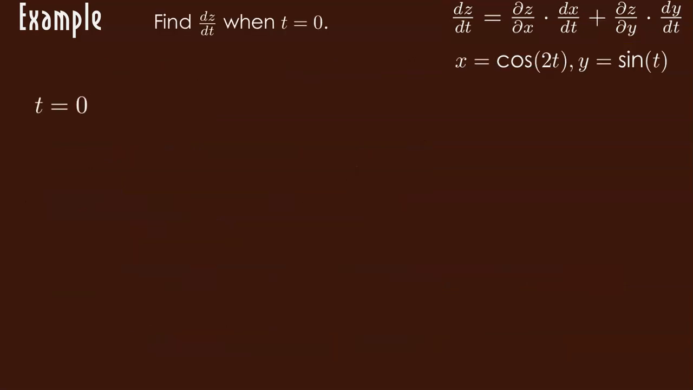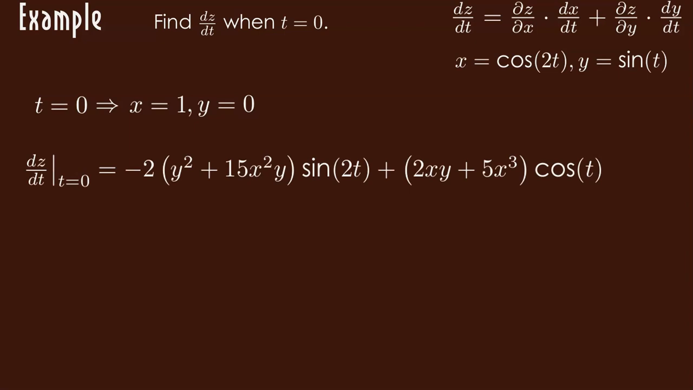I have t equals 0, so that means x equals 1 and y equals 0. So writing this derivative out again, I know that sine of 0 is 0, so all that's gone. I know that cosine of 0 is 1. The 2xy has a y in it, which is 0, so the only thing that survives is 5x cubed. Plugging my 1 in, I get a 5.